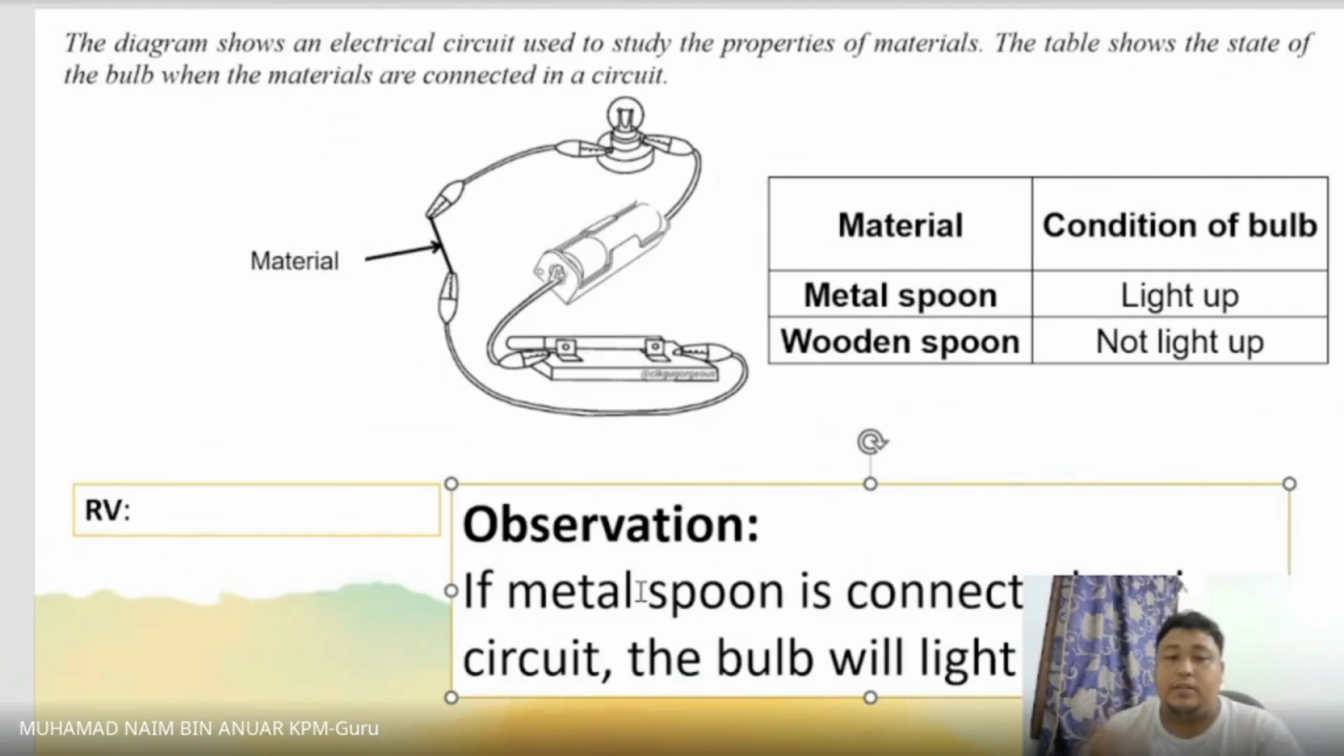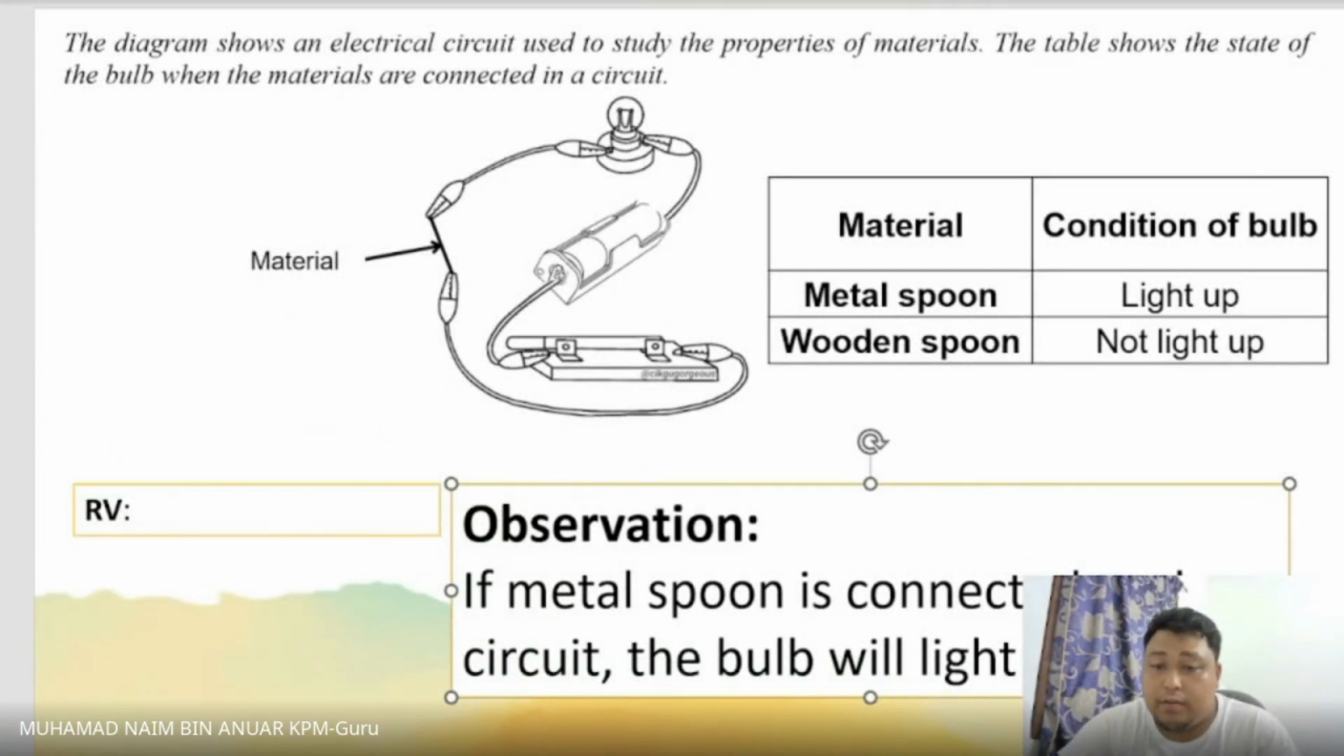There's no exact answer to write this. There's one formula from Cikgu Jega. He said to use RV, which is on your right side. RV is the condition of the bulb. Yeah, we are using that. The bulb will light up. Okay.